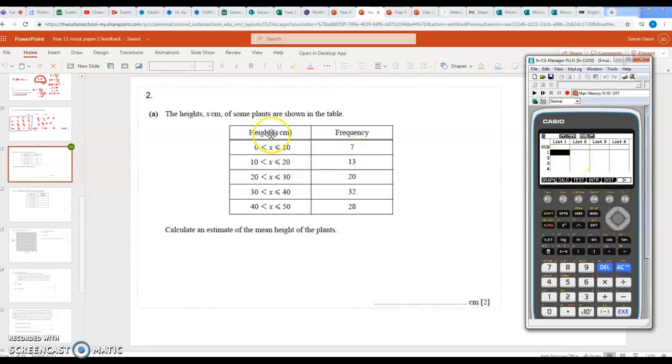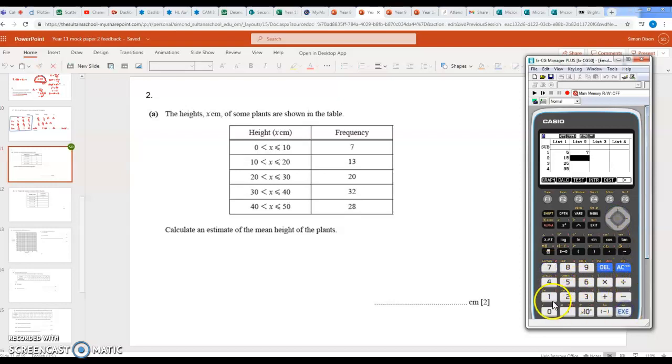But remember, you have to use midpoints, because you're not sure exactly how tall these 7 plants were. So you're guessing that they're each 5. Okay, so we're going to go midpoint 5, 15. That's why it's only an estimate. 25, 35, 45. Okay, and then put in the frequencies in the appropriate place.